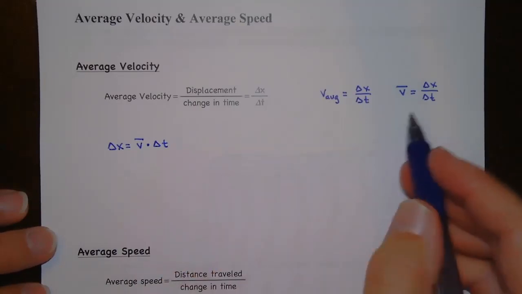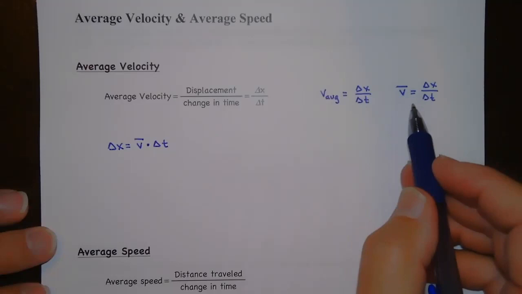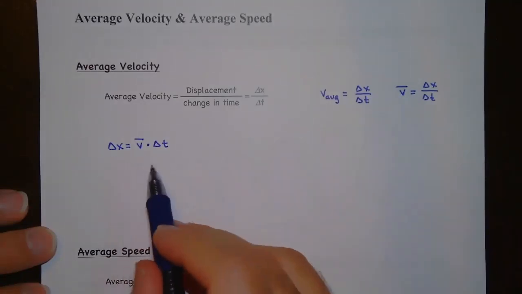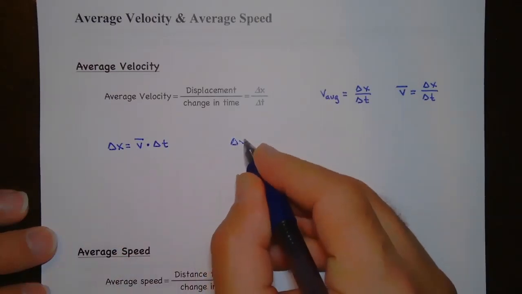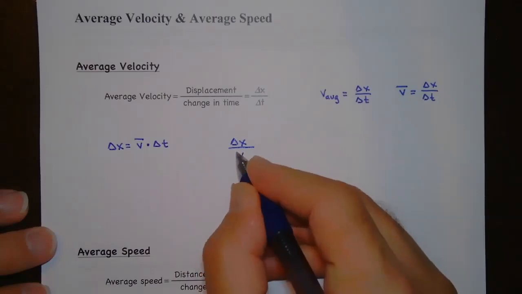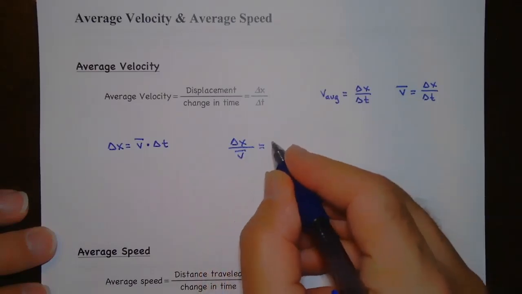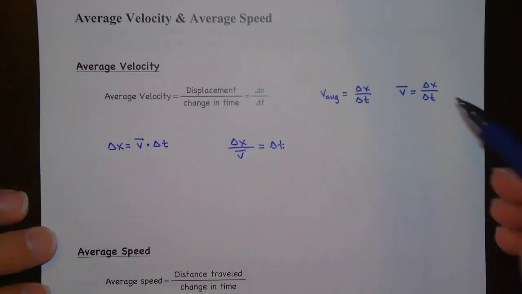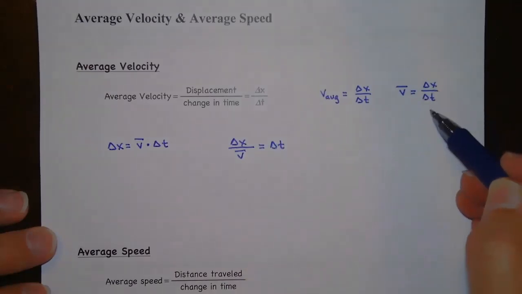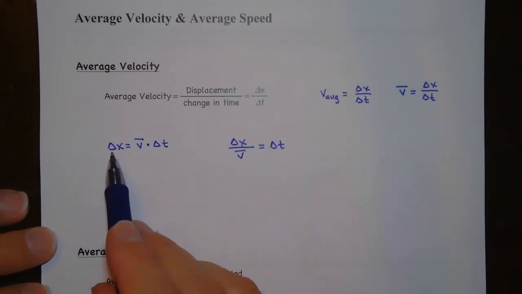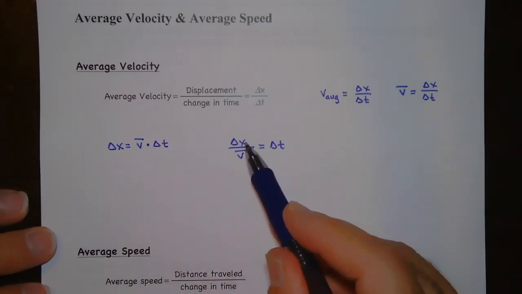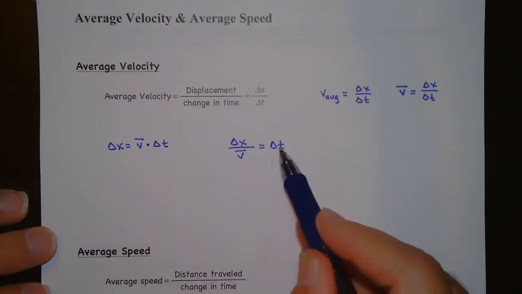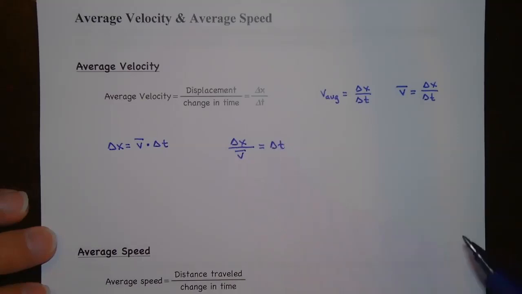Another thing you could do is, if you multiply both sides by delta T and get this, then you could divide both sides by the average velocity. So we could take delta X and divide by the average velocity, V bar, and that is equal to the change in time. So we can get the velocity if we know the displacement and the change in time. We can get the displacement if we know the average velocity and the change in time. And if we know the displacement and the average velocity, we could get the change in time, okay? And a lot of times the change in time is how long it takes something to happen, okay?